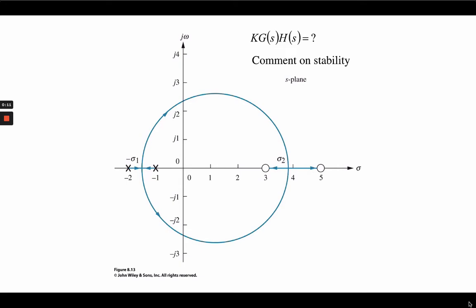In this example, we have two poles and two zeros. The poles are located at -1 and -2, whereas the zeros are located on the right hand side of the S-plane, at 3 and 5. So when we draw the root locus, it will look like this, where it starts from this location. Basically, we start from poles and end at zeros. Somehow it will cross the j omega axis.